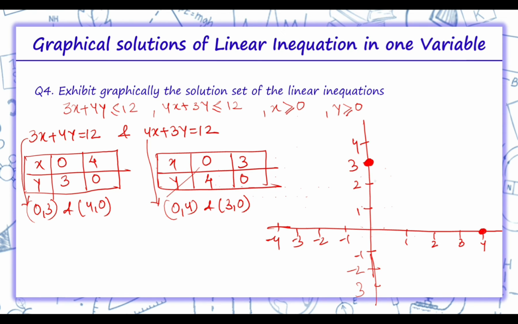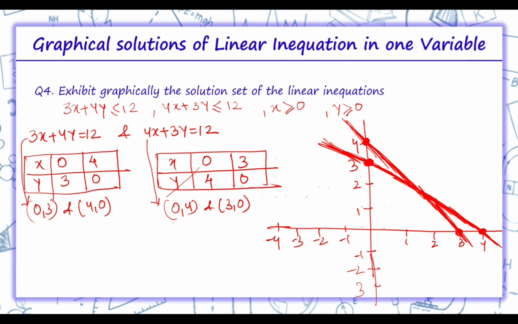We'll join it. So over here again we will draw a thick line. Why will we draw a thick line? Because the equality sign is given. It is smaller than or equal to 12. So therefore we'll represent it by a thick line. The next coordinates are (0, 4), that is this, and (3, 0), which is this one. So this is the line for the next equation.